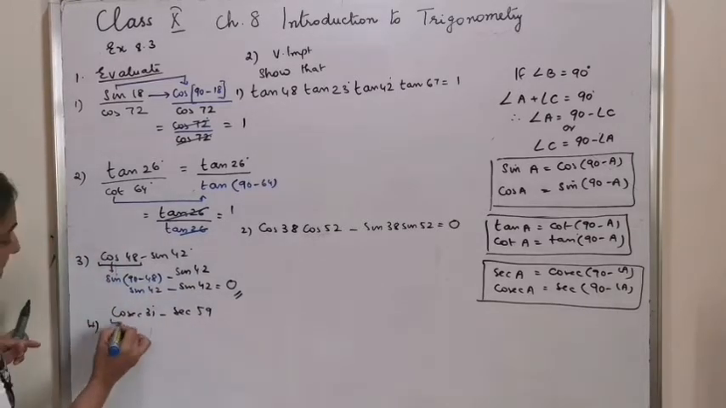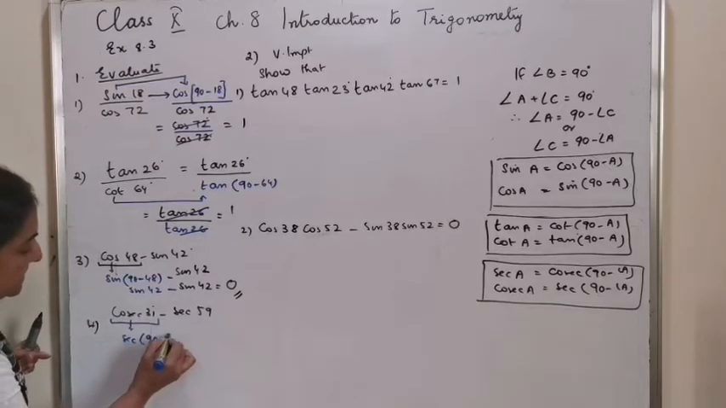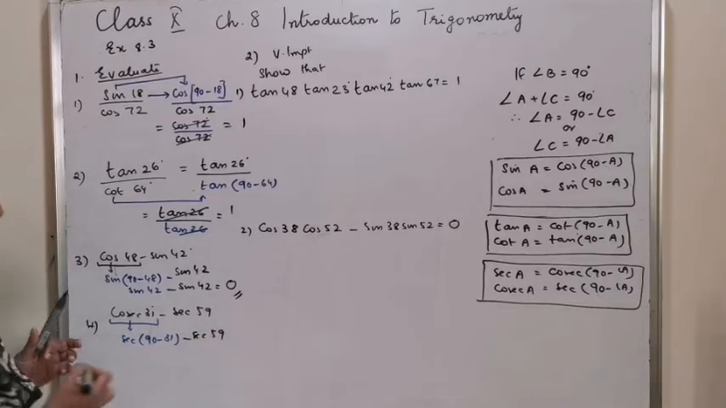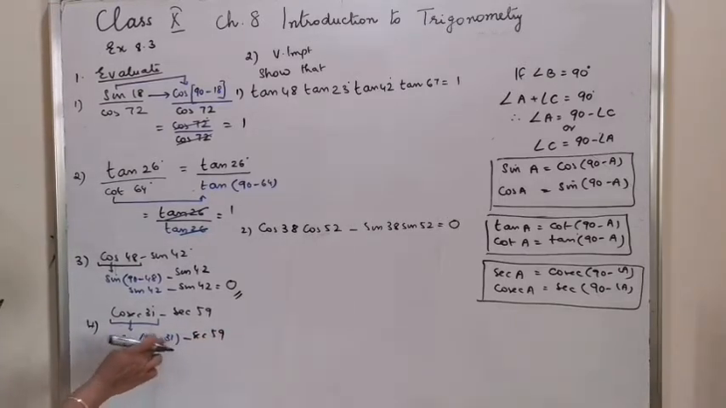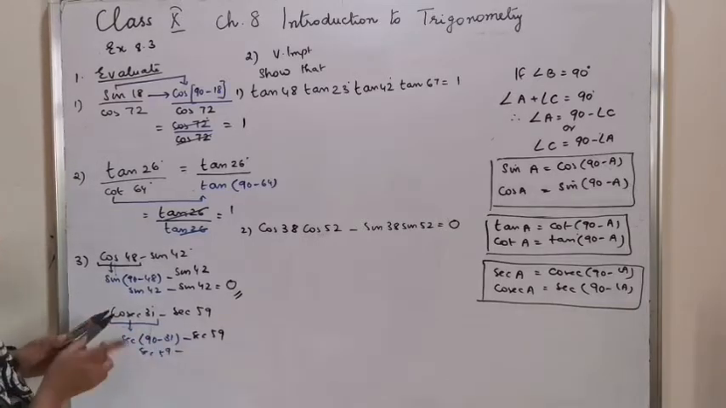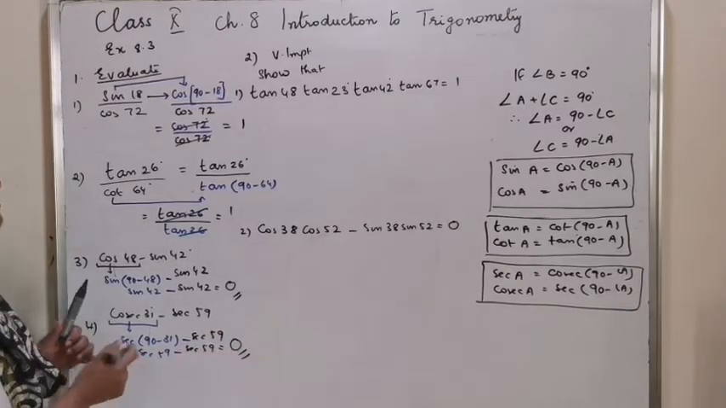Similarly, cosec 31 minus sec 59. Change cosec 31 into sec of 90 minus 31, and sec 59 will be as such. Then 90 minus 31 is sec 59, minus sec 59, which is equal to 0.